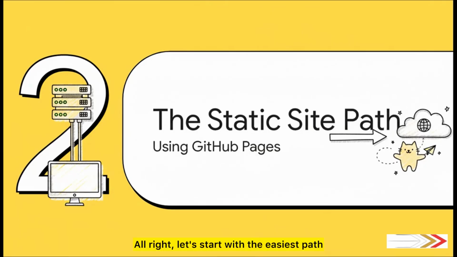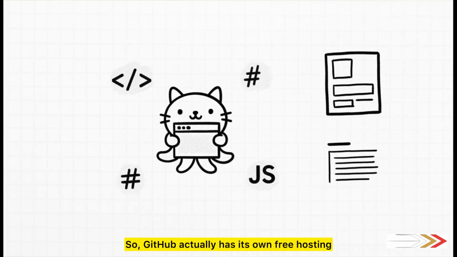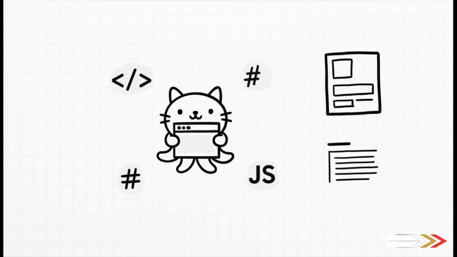All right, let's start with the easiest path. This is for all of you with static sites, built with just HTML, CSS, and JavaScript. This is going to be the most straightforward way to get online, period. So, GitHub actually has its own free hosting service called GitHub Pages, and it is tailor-made for these static sites. We're talking about sites that don't have a complex backend or database. They just serve up files. Think of things like your portfolio, a simple blog, or a project showcase. It is a fantastic, zero-stress way to get your work out there.